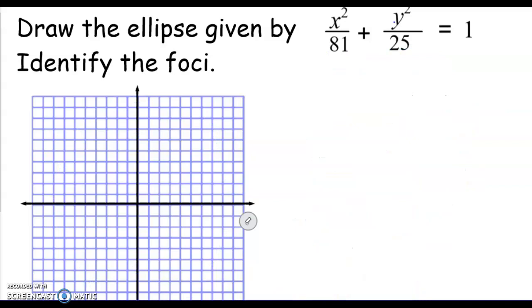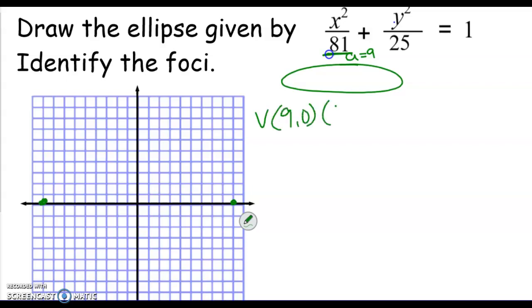Now let's go here. Draw the ellipse given by this. Okay. So I decide, is this going to be wide or tall? I know it's going to be wide. My a is going to be 9. Do you see it? So that means if I start at 0, 0, I'm going to go 9 to the left and 9 to the right. So I know my vertices are at 9, 0 and negative 9, 0.